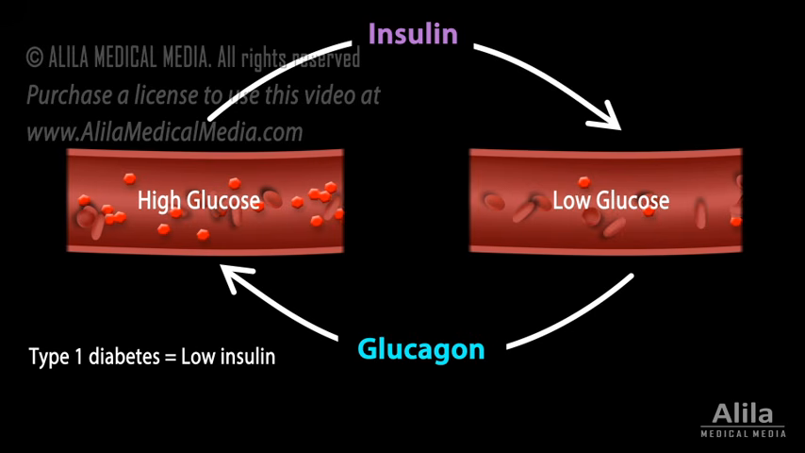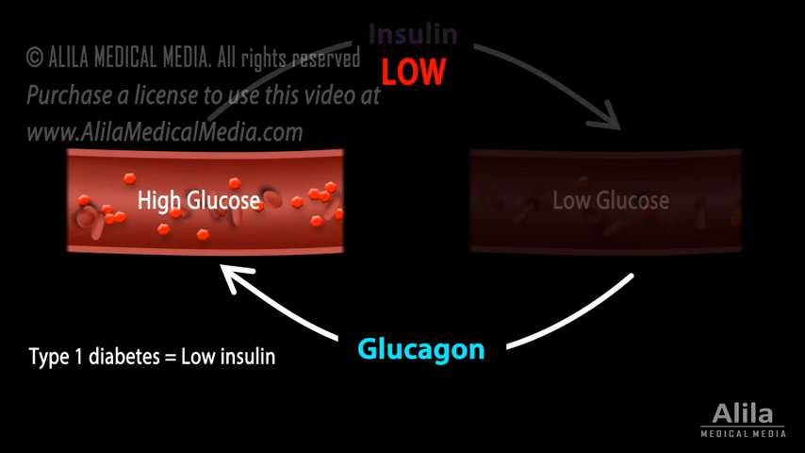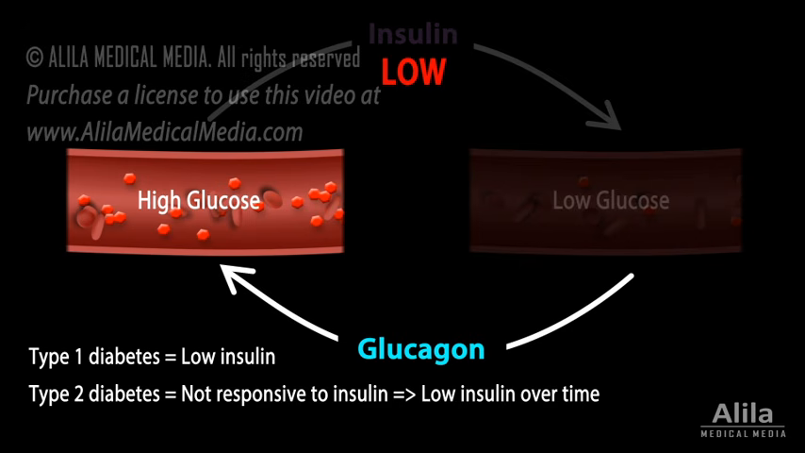In type 1 diabetes, the pancreas does not produce enough insulin. On the other hand, type 2 diabetic patients may have normal insulin levels, but their tissues are not responsive to insulin. However, with time, some type 2 diabetics may also start losing insulin production.